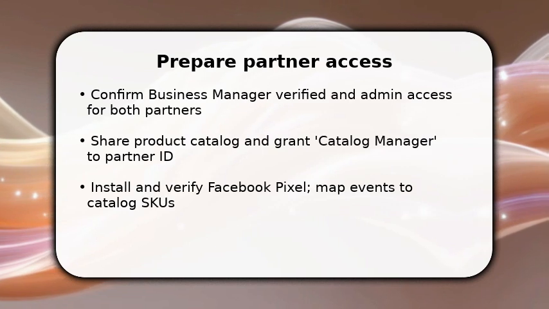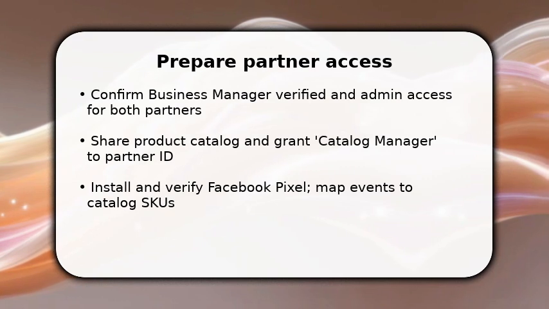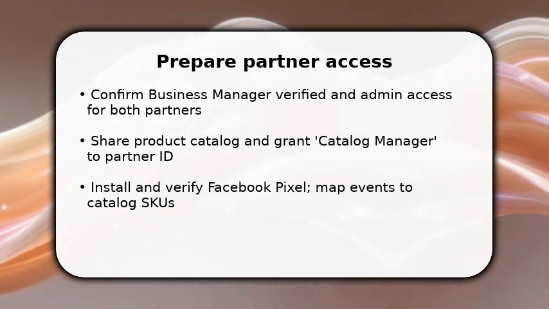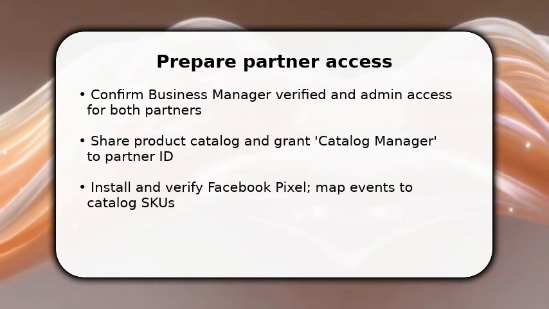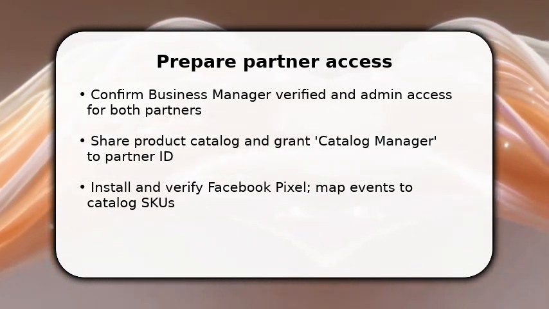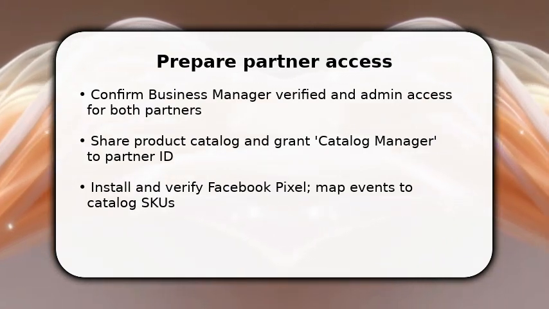At the same time, install and verify your Facebook pixel and map purchase and view content events to catalog item ID. This enables accurate optimization and attribution. Now create a partner connection in business settings and record the partner ID. You'll need it when building the first campaign.